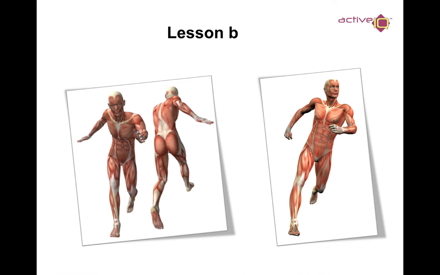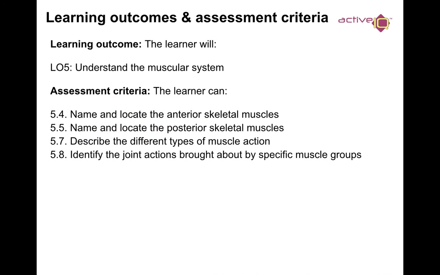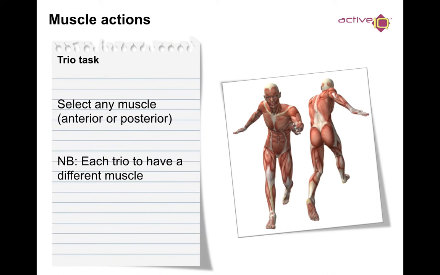This shouldn't take as long as the last part. Okay. Learning outcomes here, as you can see, there's fewer learning outcomes. By the end of this lesson B, you should be able to name and locate anterior skeletal muscles, name and locate posterior skeletal muscles, describe the different types of muscle action, and identify the joint actions brought about by specific muscle groups. Okay, so we're going to go over those just now.